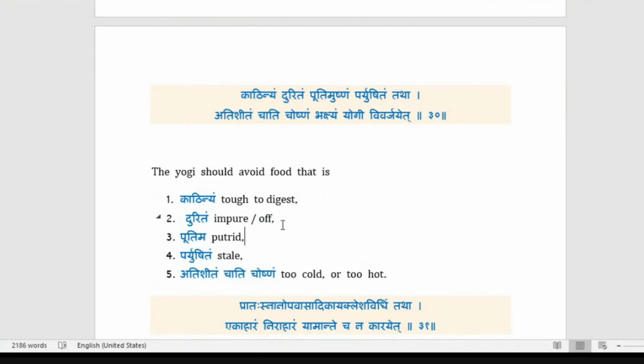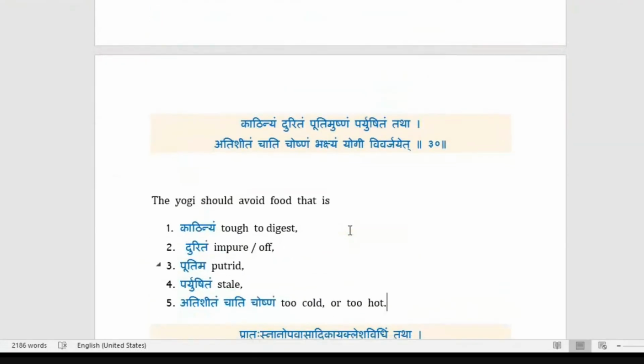Muthu Lakshmi ji? Kathinyam, which is tough to digest. Duritam, which is impure. Putim, putrid. And paryushitam, the food is stale. Atishitam, ati ushnam, too cold or too hot. Yes, who is left now? Anyone? Which one? No, everyone has recited, right? Okay, now tell me.